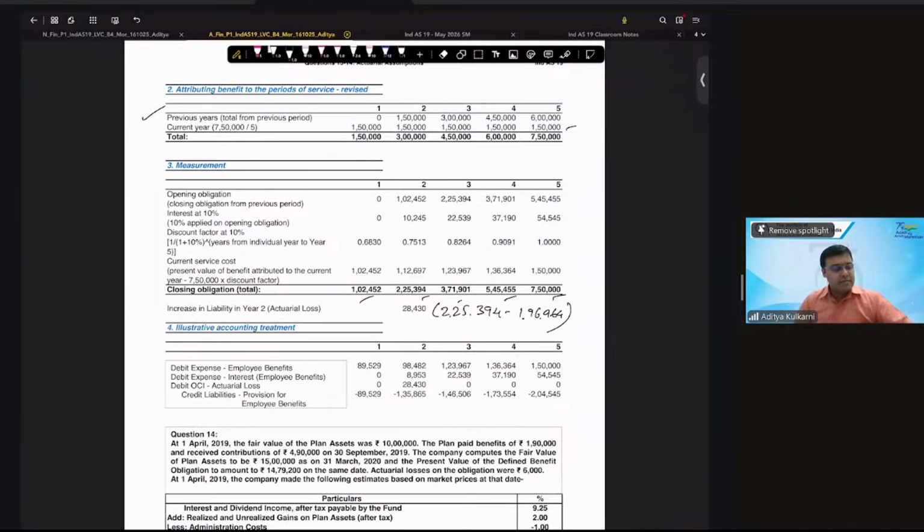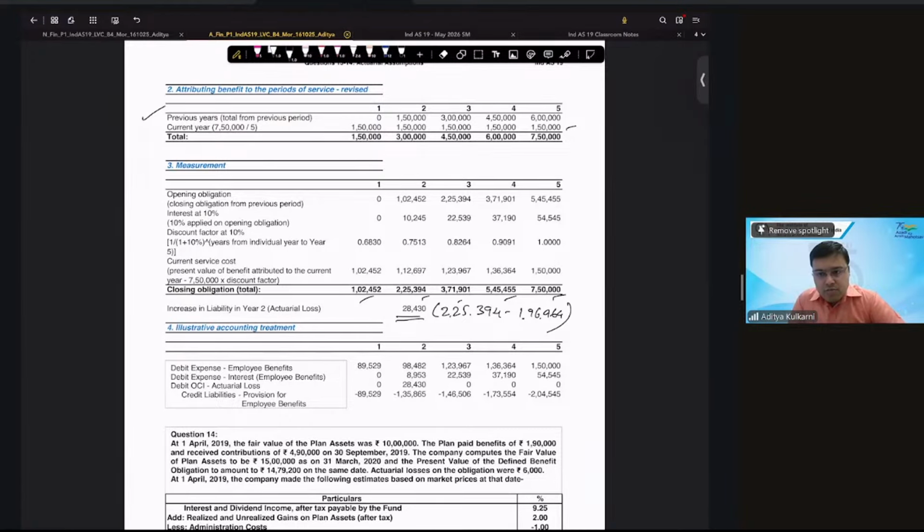Under the old assumption, the value was 196,964. Now it is 2,25,000. So your obligation at the end of year two has increased by 28,430. Are you able to follow?